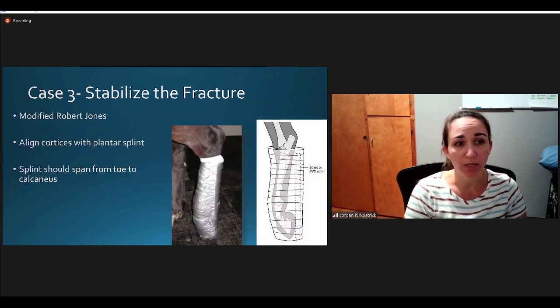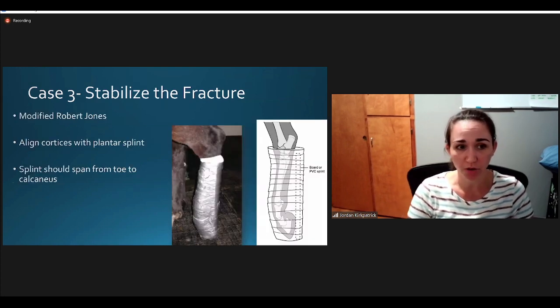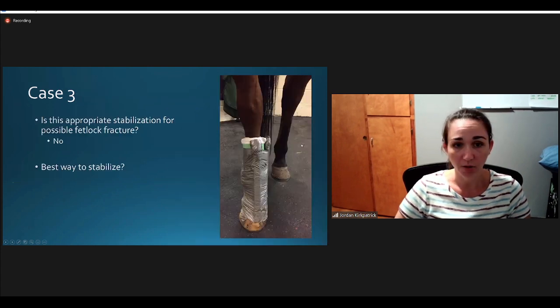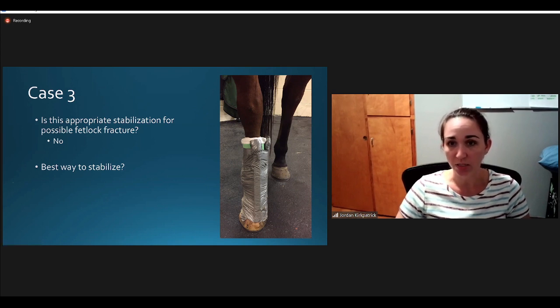The best way to stabilize it would be a modified Robert Jones, and to again align the cortices up to the calcaneus if you can, and the splint should be from the toe all the way to the calcaneus. Versus again here, it was at the mid-metatarsal level. It wasn't even all the way up to the hock, because if it is a fetlock fracture, we need to stabilize the joints above and below, which would be preventing movement of the tarsus, as well as the proximal and distal interphalangeal joints, which it definitely did not get at all with this stabilization technique.